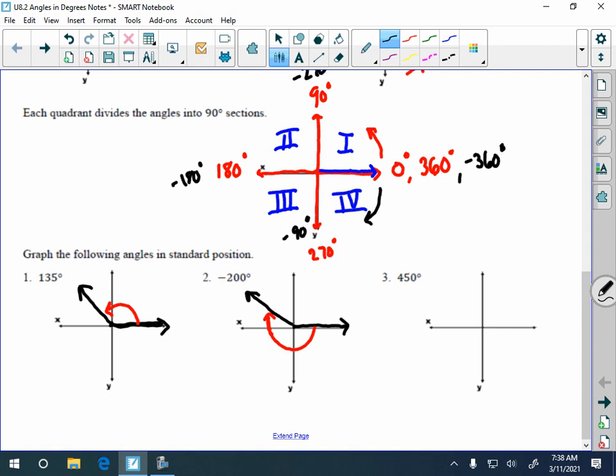All right, positive 450. So 450, that's bigger than 1 revolution, bigger than 360 degrees. So again, we take our initial side on the positive x-axis. Now, if you want to know how much bigger 450 is than 1 complete revolution, just subtract 450 and 360. So that's 90 degrees. So we're going to go in the positive direction, 1 complete revolution. Okay, that's 360, and then we're going to stop it at another 90.